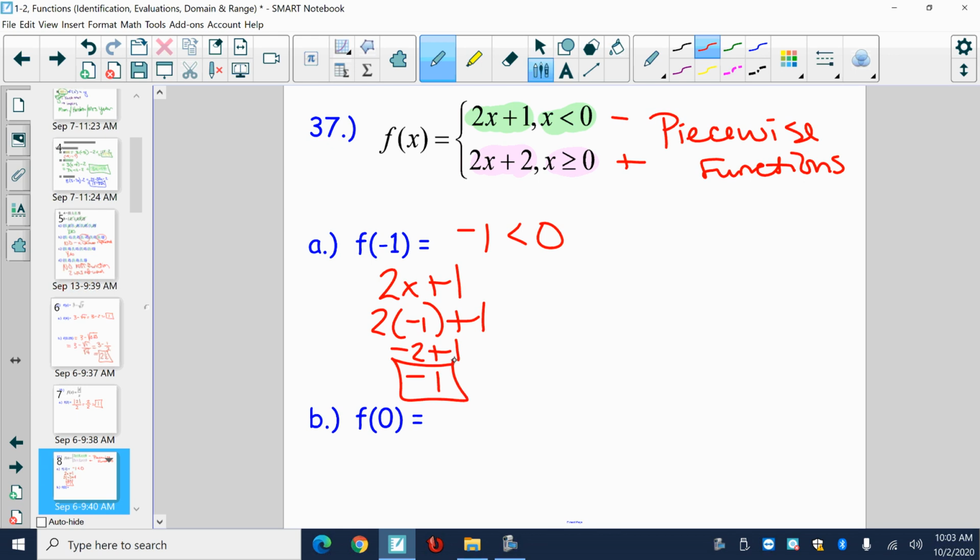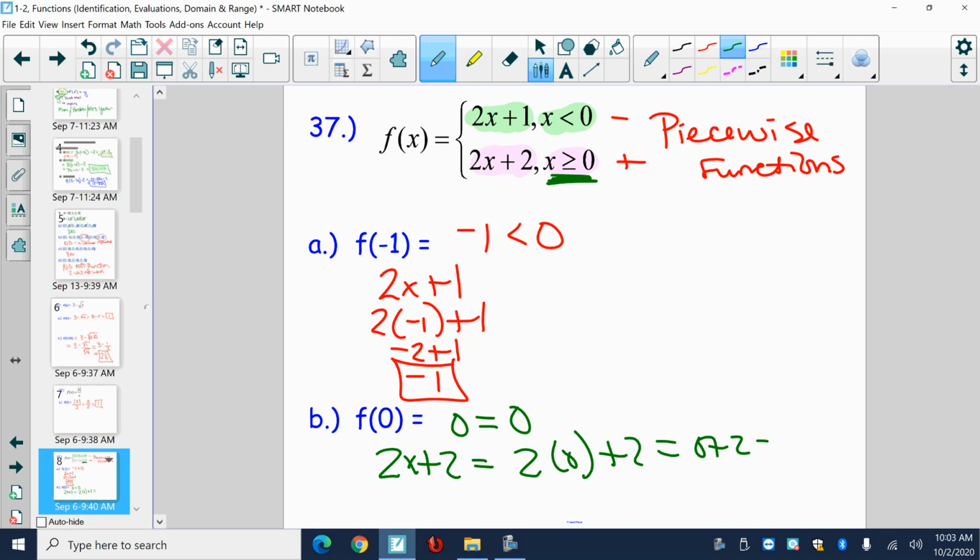Same exact thing. I want to do f at 0. So if I'm doing f at 0, is 0 going to be what compared to 0? It's equal to it. So since 0 is equal to 0, I have to utilize the part of the function where it is equal to, which means I'm using the 2x plus 2 part. So I'm just going to simply plug in 0 for x, and 0 times 2 is going to be 0, plus 2 is 2. Okay, that is a piecewise function.